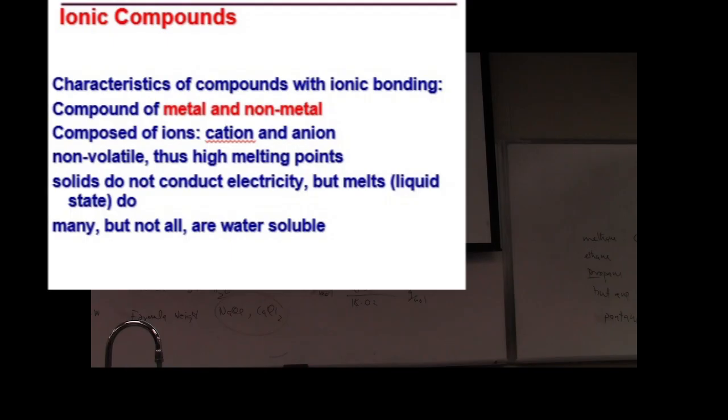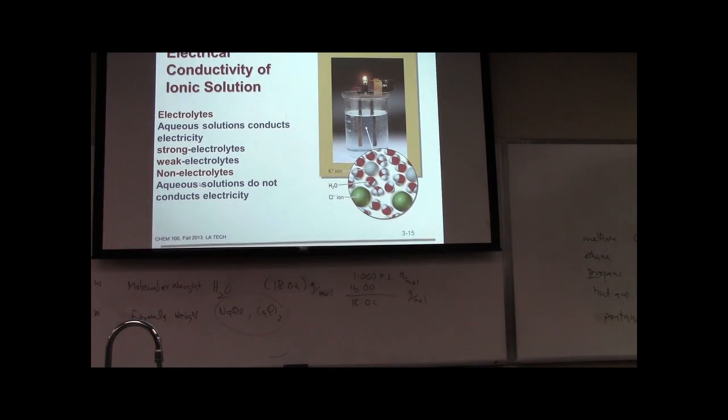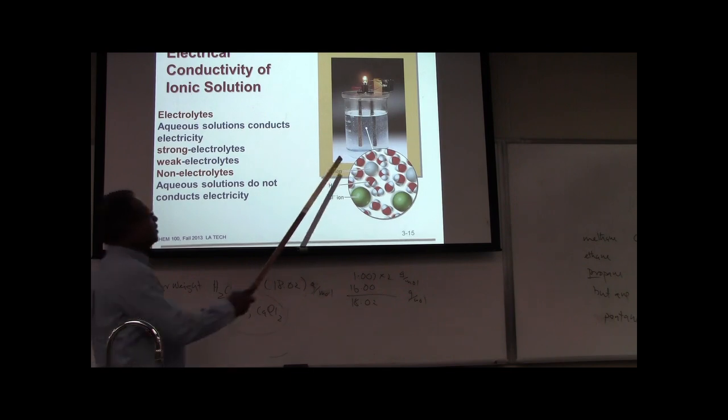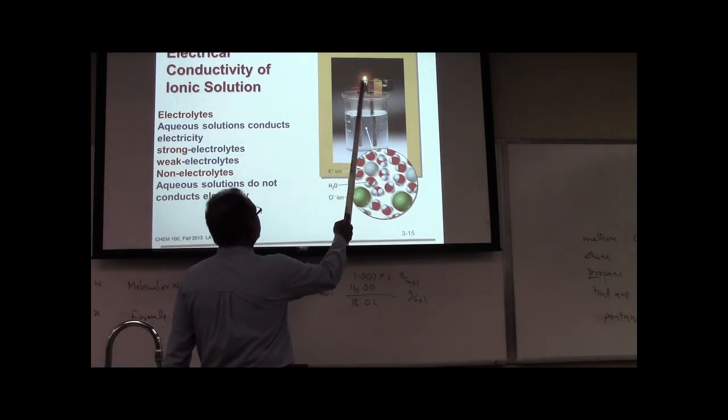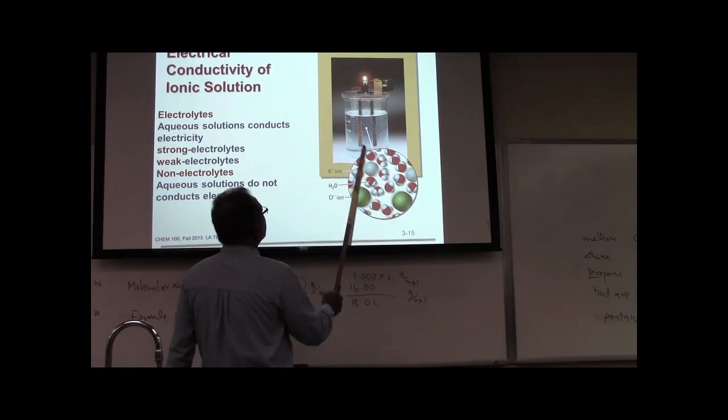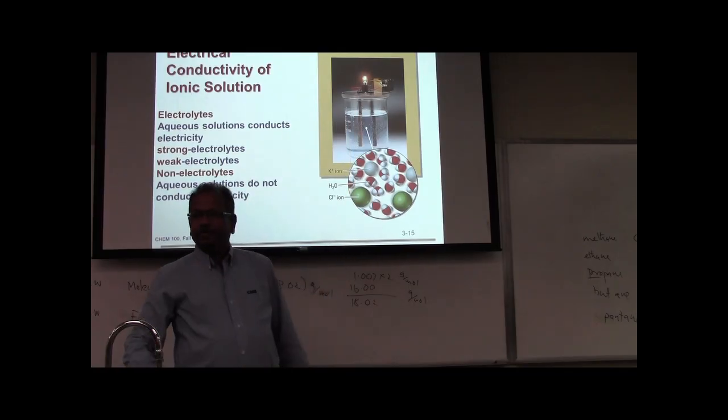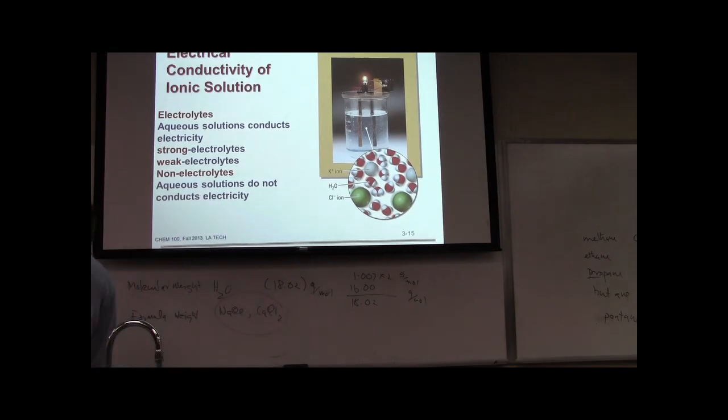Solids do not conduct electricity, but melted liquids do. So ionic compounds conduct electricity when melted or dissolved in water. If you put an ionic compound in water, it will conduct electricity. Here's the idea: you have a little gadget, the electrode with the cell. If you put sodium chloride in it, this bulb lights up. If you put sugar in it, nothing.